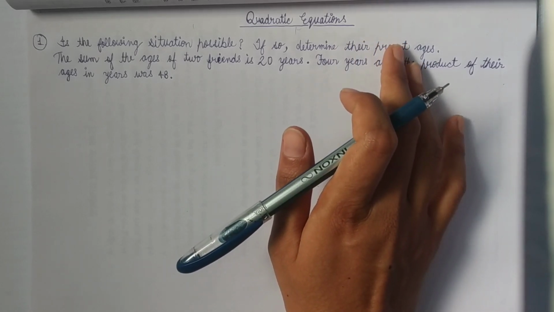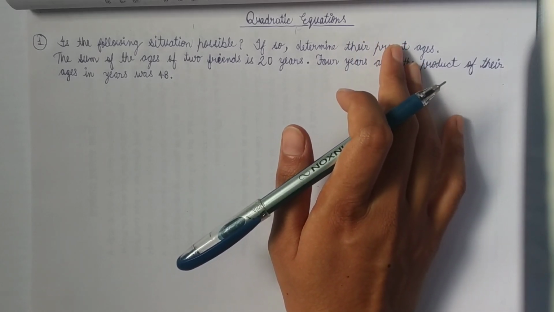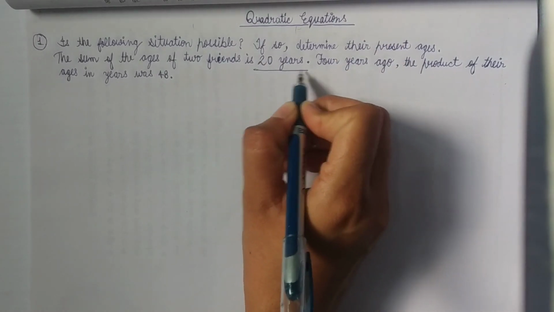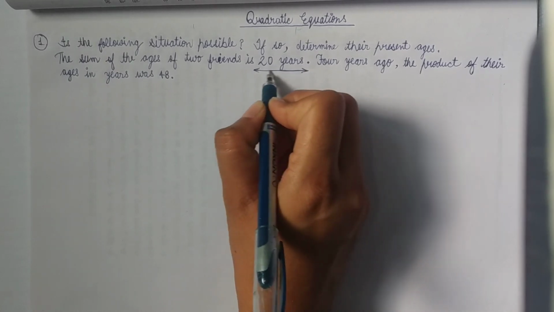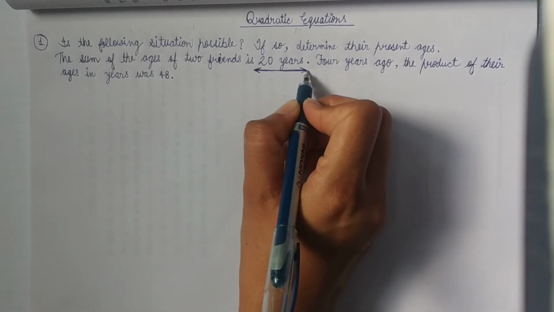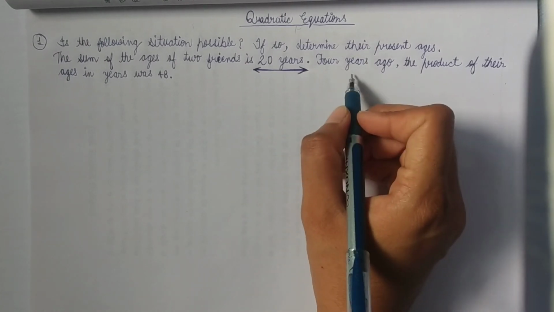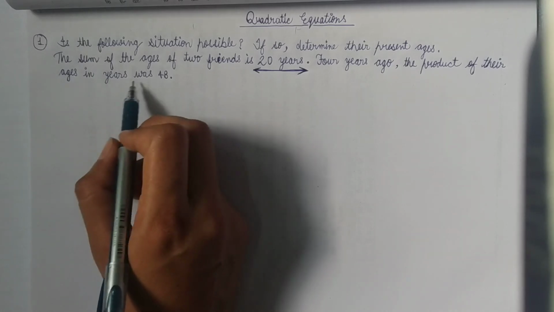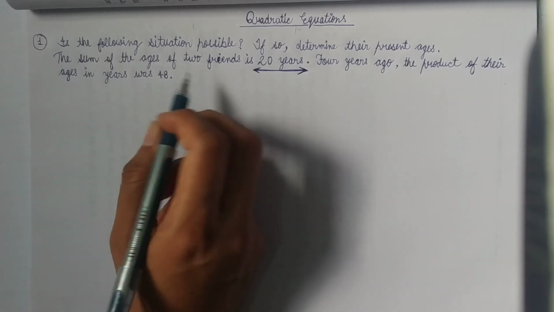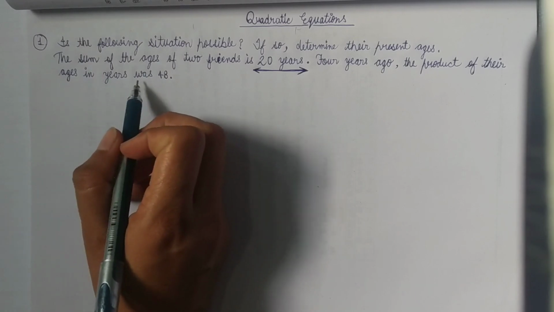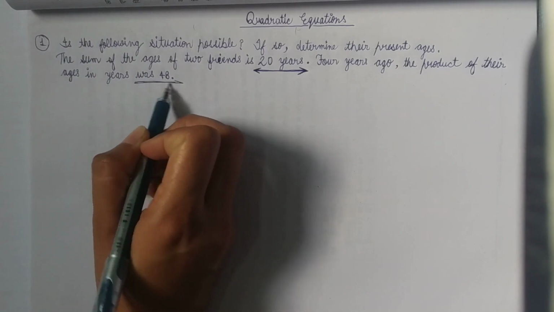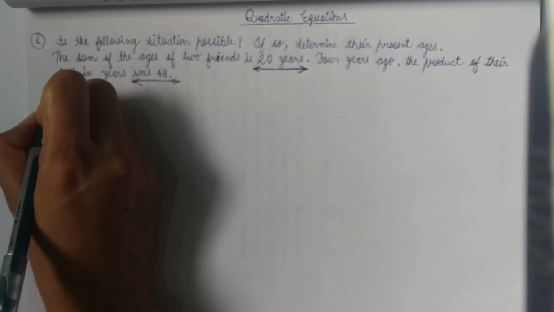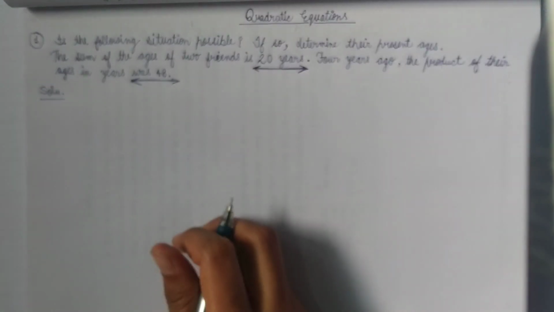So let's talk about the situation given here. The sum of the ages of 2 friends is 20 years. 4 years ago the product of their ages in years was 48. This is quite a simple question because we have done this type of questions in previous classes. So this will be very simple for you.